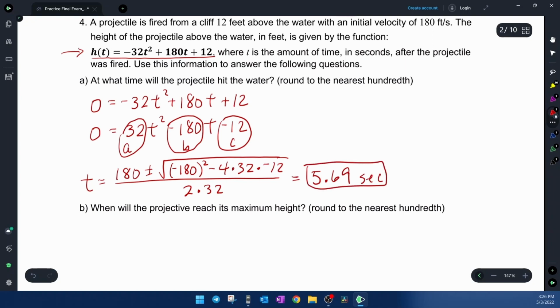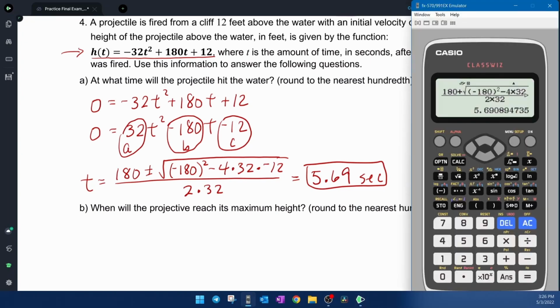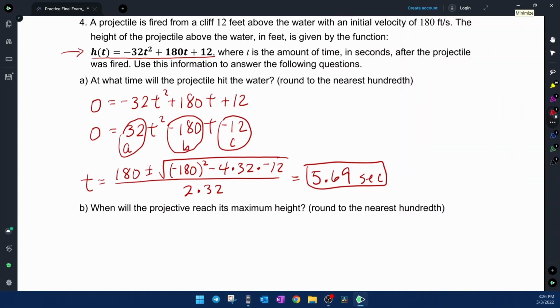And then if we want to go back and do the negative, we simply pull up the calculator again. We scroll all the way back, and we're going to delete the plus, put in a minus. Notice that gives us a negative answer, but this is time after the projectile is fired, and you can't have a negative time. And so that answer is meaningless. So this is the answer for when the projectile will hit the water.